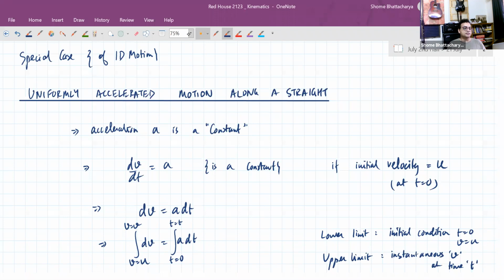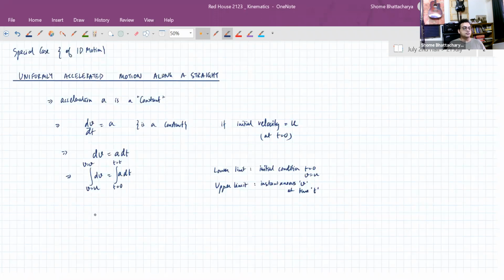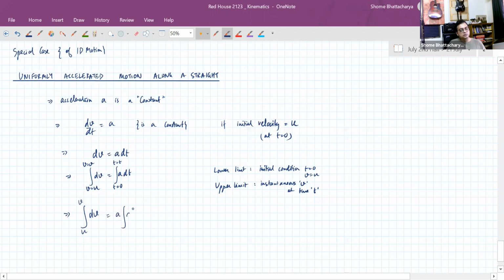Now, when we execute this integration, it becomes something even simpler than what we've seen before, because A is a constant this time. So it just comes outside, and we are left with this extremely simple integration. On the left hand side, we have v going from u to v. On the right hand side, we have A dt going from 0 to t. Comes v minus u is equal to At. So we get the equation that you're very familiar with, but we get its proof from integration.